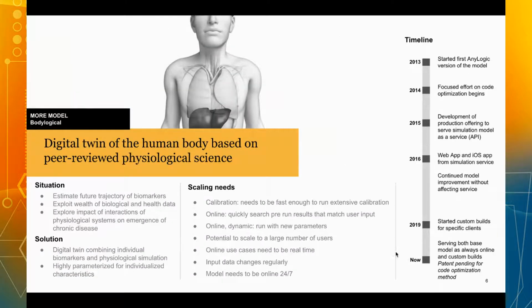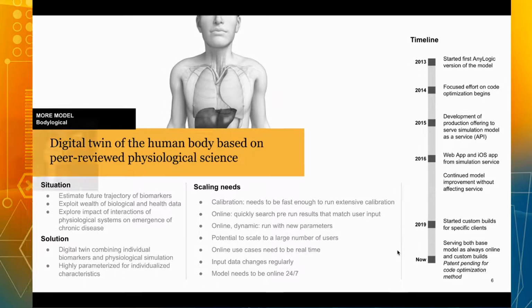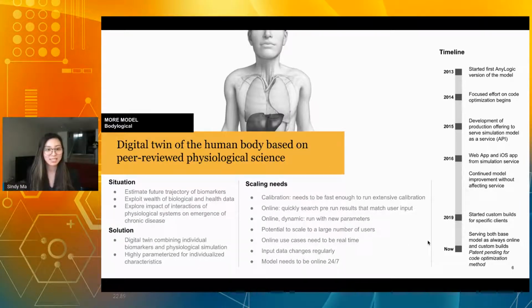Now, the last case, finally, is our more complex model case. This is a digital twin of a human body based on physiological science. This is obviously very complicated. There are a lot of components in this model. And so the focus here really is on being able to run everything very quickly without sacrificing the detail. The choices have already been made to make this as undetailed as possible, and this is as low as you can go.